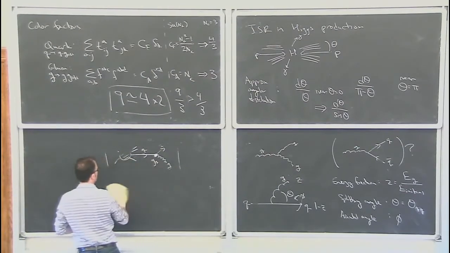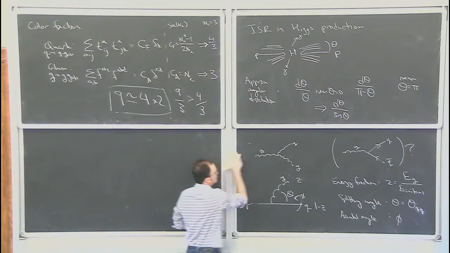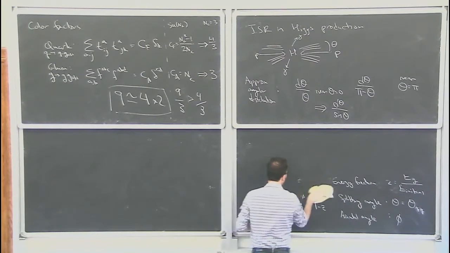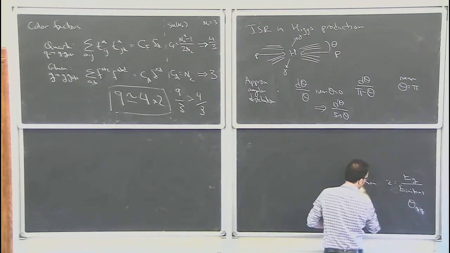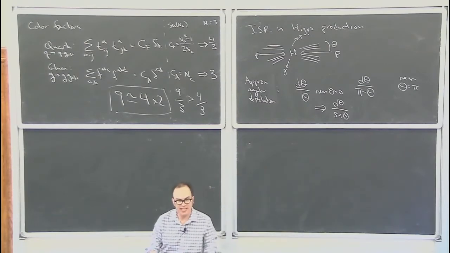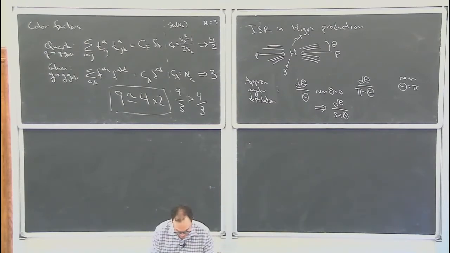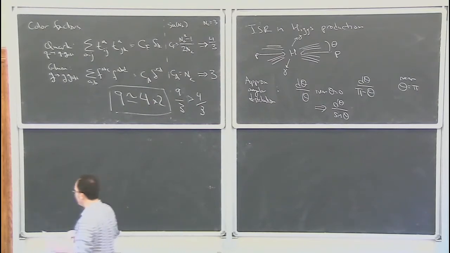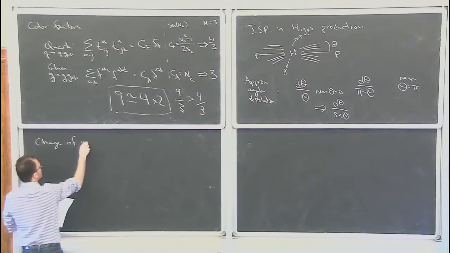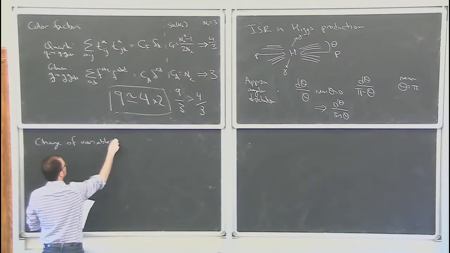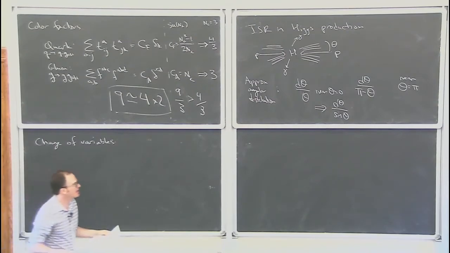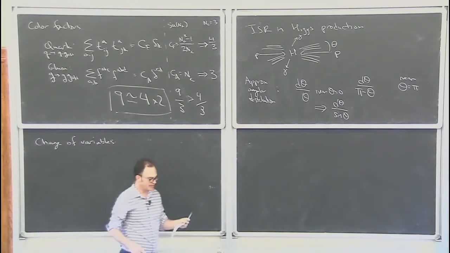So this is one of the reasons why, when we're doing analyses at hadron colliders, where again your beams are colored, so you're going to have this initial state radiation phenomenon among other things, it's really convenient to do a change of variables, a change of variables to remove that 1 over sine theta behavior.